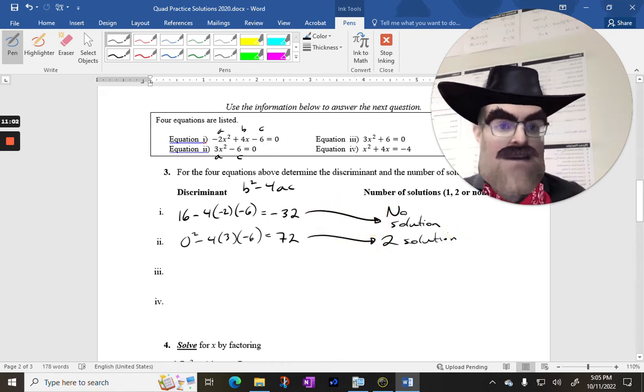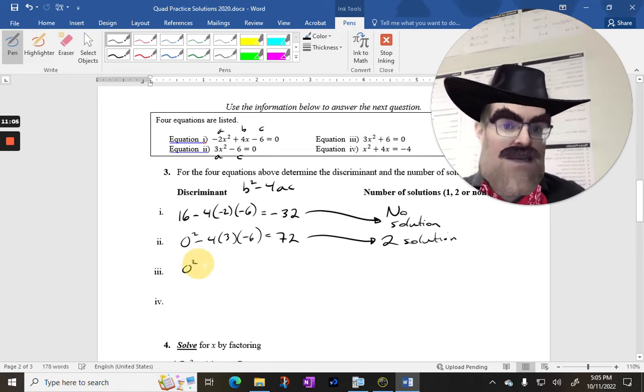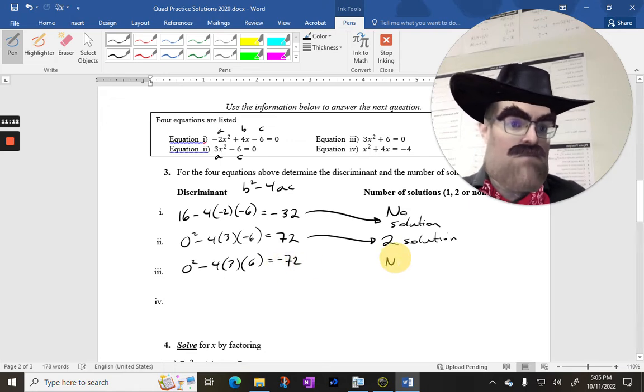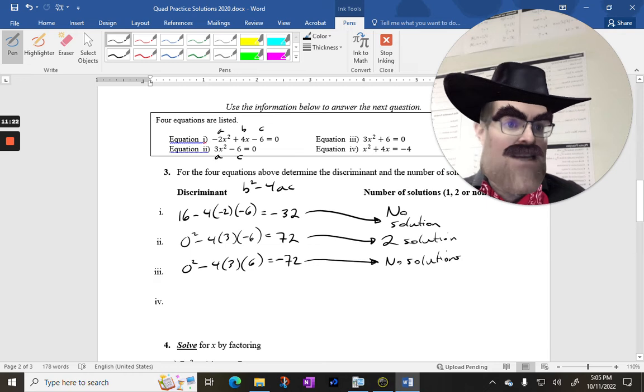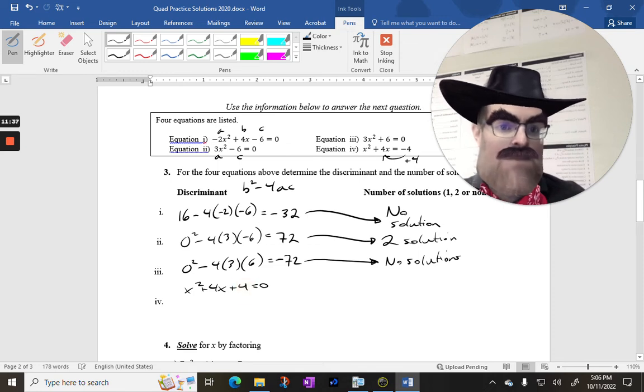All right. So we do the same thing. The next one, you notice that the b is 0 again. We've got 4 times a times 6, but this time we get negative 72. So, no solutions because of that negative. Okay? And the last one here, we got to make it equal to 0. So if I rearrange this ever so slightly to start off with, add that 4 over. There's no like terms to that, so it kind of just adds onto the end there.